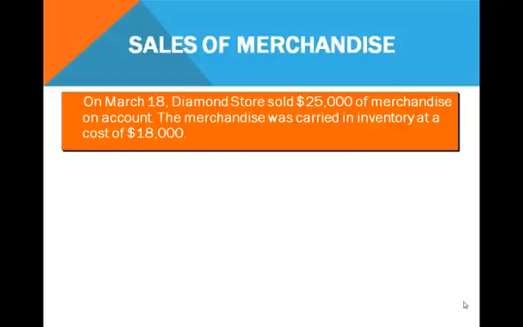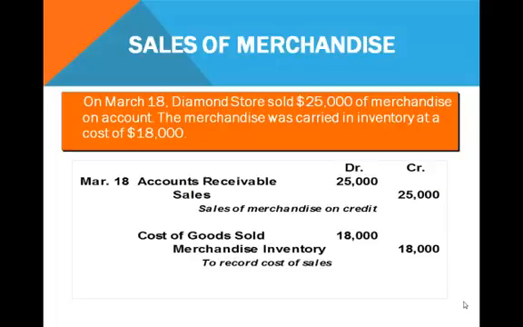First, let's see how to record a sale of inventory. On March 18th, Diamond Store sold $25,000 of merchandise on account. The merchandise had a cost of $18,000. Whenever a sale is made, the seller must make two journal entries, one at retail and one at cost. The retail entry, that's the first one, includes a debit to accounts receivable, or cash if it's a cash sale, and a credit to sales.